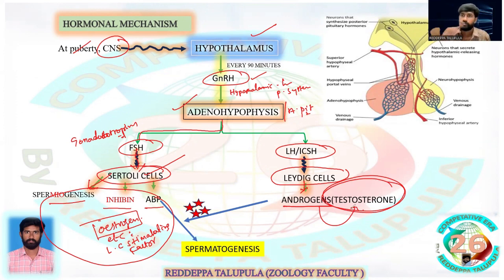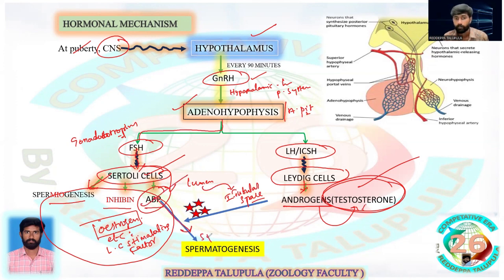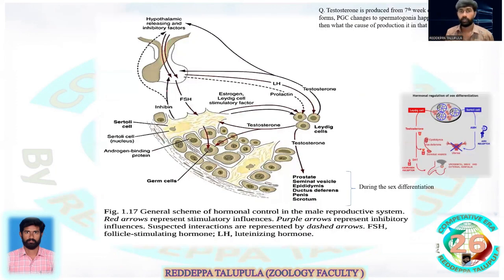How it will enter into the seminiferous tubules means that it binds to the androgen binding protein that is released by the Sertoli cells into the lumen, and from lumen to intertubular space. Intertubular space. Okay. Now this testosterone binds with ABP and reaches the spermatogonium, and thus promotes the spermatogenesis. This is the pathway. Okay. It is the pathway. Here, a clear view is given. I will explain it.